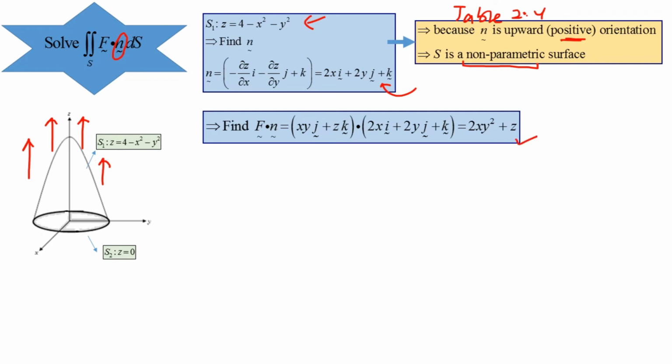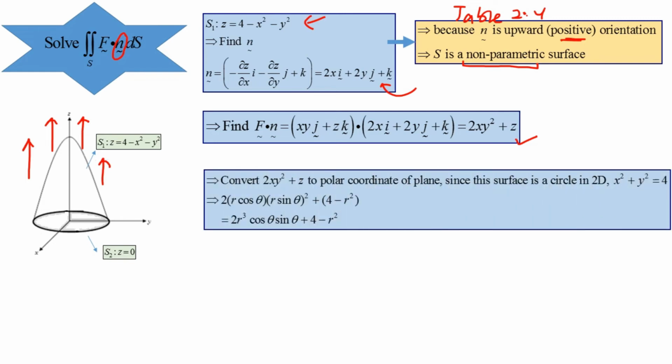So you have a scalar function xy squared plus z. Because you do dot product, you have to remember the answer should be a scalar function. And then you proceed to do the conversion using polar coordinates of the plane, because we want to do the double integral. It means that you convert it into two dimensions.